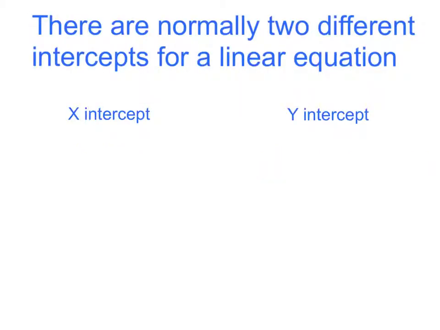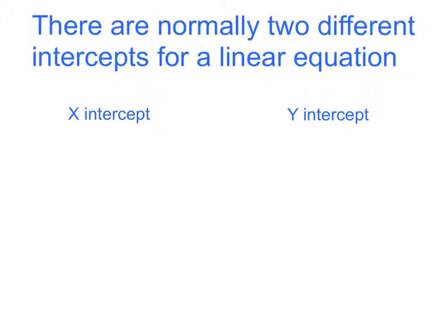There are normally two different intercepts for a linear equation. We have an x-intercept and a y-intercept. Sometimes you will only have one, but more often than not you will have two, but no more than two intercepts for a linear equation.